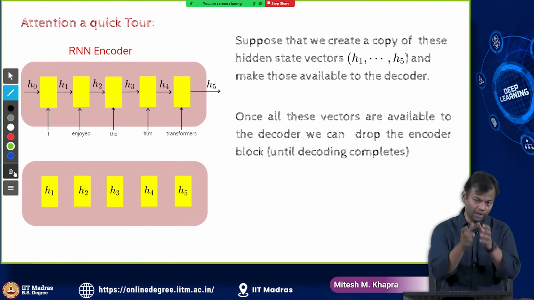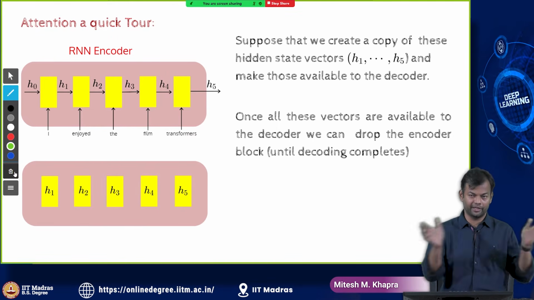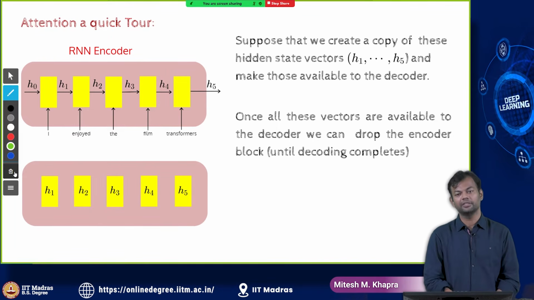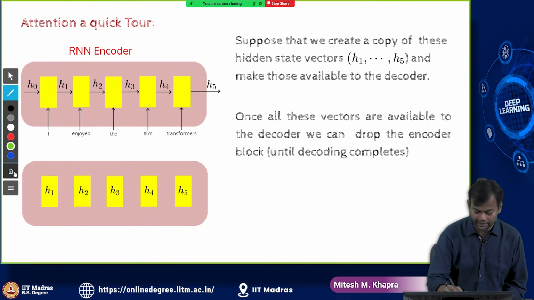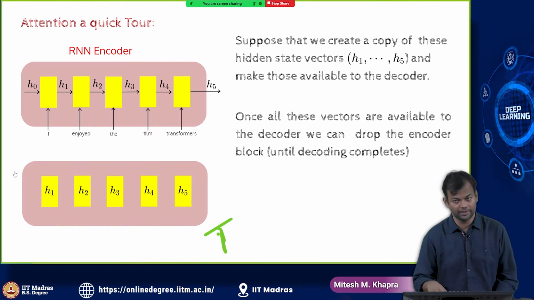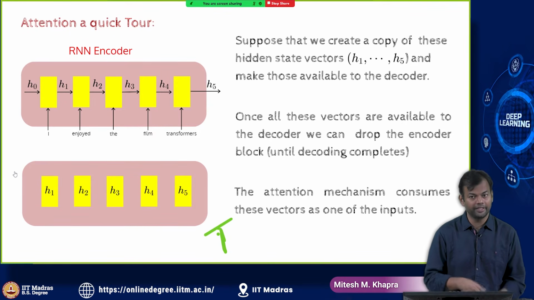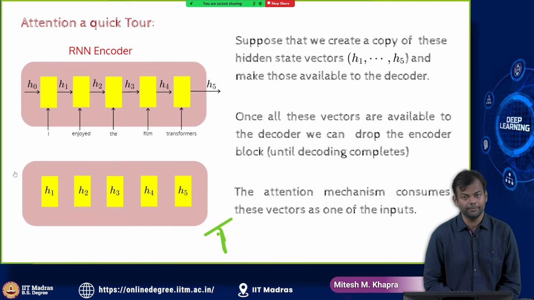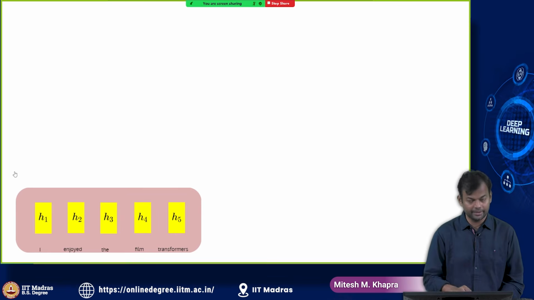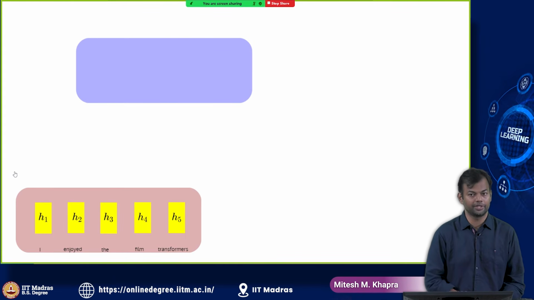So once all these vectors are available, I can just throw away the encoder and just have the output of the encoder, which is these 5 vectors in this case. In general, it would be capital T vectors, where T is the length of my input sequence, right? So that's what I'll have. Now, once I have these, I'll feed these as input to the attention mechanism, right? And this is what the attention mechanism does. At every point, it now feeds a contextual representation to the decoder.